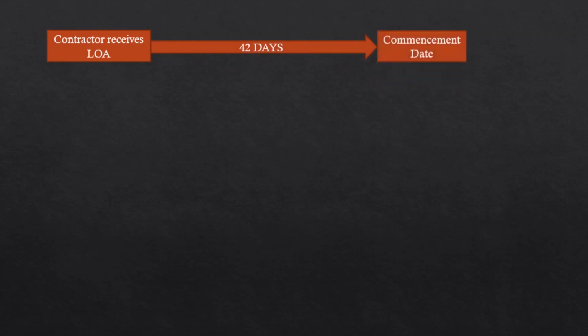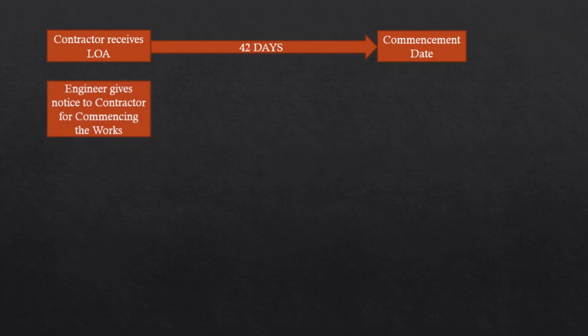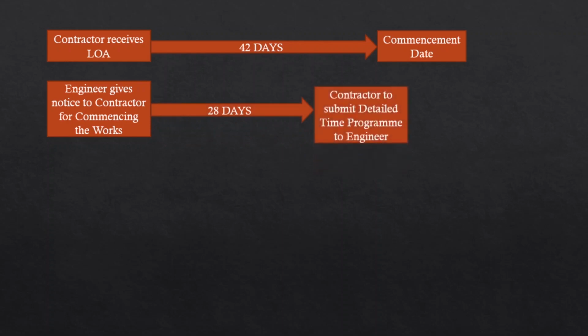Next, once the contractor receives the letter of acceptance, the commencement date should begin within 42 days. The work should begin at site within 42 days after receiving the letter of acceptance. Now the engineer gives notice to the contractor for commencing the work. Once this notice is given, within 28 days the contractor needs to submit a detailed program to the engineer. This will be done mainly by the planning department, maybe using Primavera or any planning software.